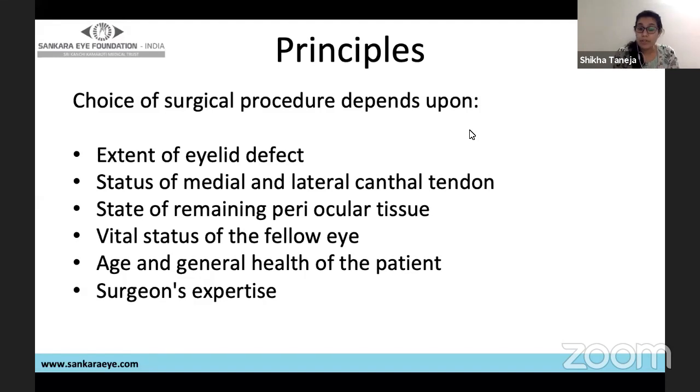How is the periocular tissue? Is it viable? Can we use it for forming flaps and grafts? What is the visual status of the fellow eye? Is the patient one-eyed or not? What is the age? Because with aging, redundancy of the skin increases, so you can use it for formation of flaps more easily. And obviously the surgeon's expertise comes into the picture. So this is like a mental checklist. Whenever we look at a lesion, these are the points we need to check. Okay, this is the situation, and then plan further.